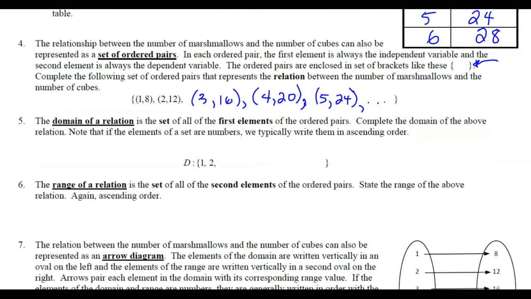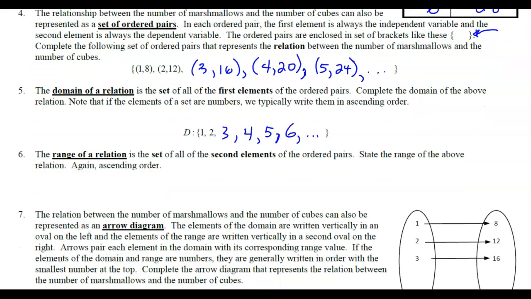Okay. The domain are the values that are the independent values, the first values. So 1, 2, 3, 4, 5, 6, and goes on to infinity. Right? So those are the independent values, the domain. So you have to memorize that. Okay, so independent values.